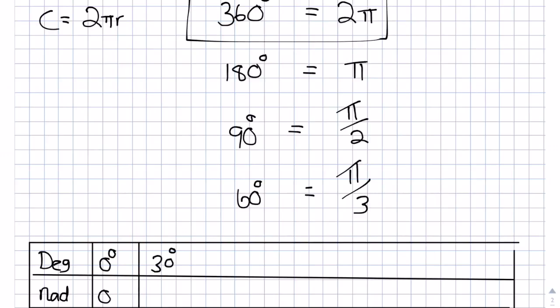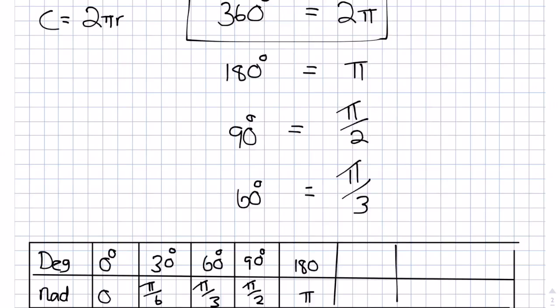30 degrees is pi over 6, or 180 over 6 radians. 60 degrees is pi over 3. 90 degrees is pi over 2. 180 degrees is pi. 270 degrees is 3 pi over 2. And then 360 degrees is 2 pi radians.